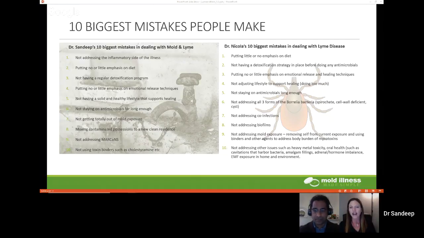Not adjusting lifestyle to support healing. I've seen this a lot, people doing too much. You can't burn the candle at both ends and allow your body that parasympathetic response to rest and digest. When you're in sympathetic nervous system response, that's your fight, flight, or freeze. You're go, go, go. You've got to figure it out. You've got to make it work. You've got to keep going. You've got to hang tough. That all puts your body in sympathetic nervous system response, which is not your healing nervous system response.